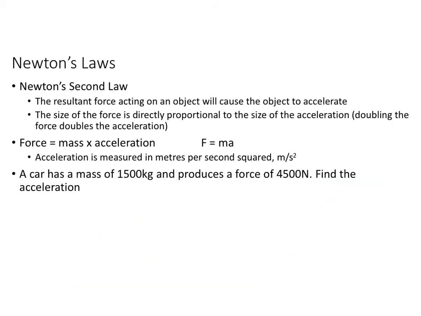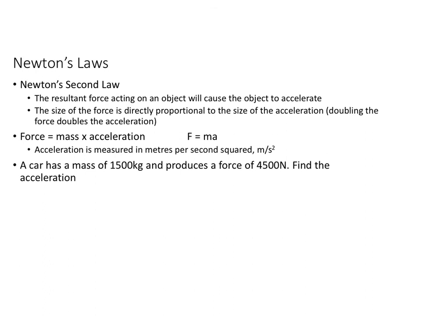Right, Newton's second law. A resultant force acting on an object will cause an object to accelerate, but, taking that further, the size of the force is directly proportional to the size of the acceleration. So, force is directly proportional to acceleration. If you double the resultant force, you double the acceleration. We have an example here where we have a mass of 1,500 kilograms and a force of 4,500 newtons. So we need to find the acceleration.